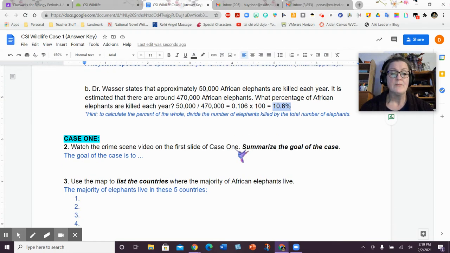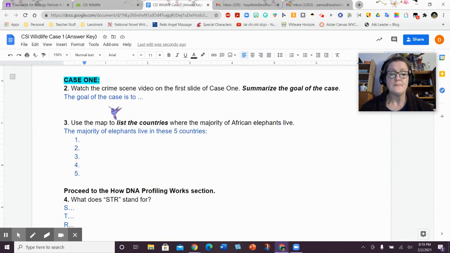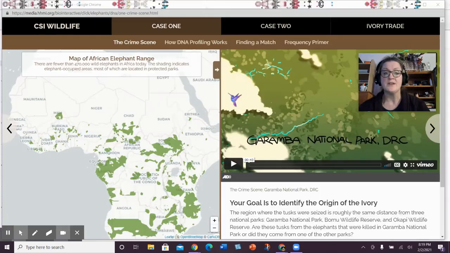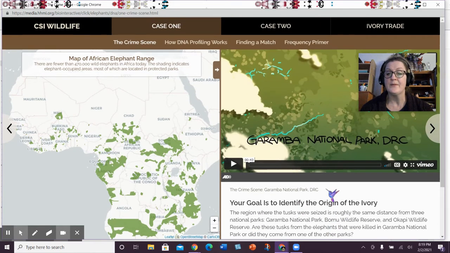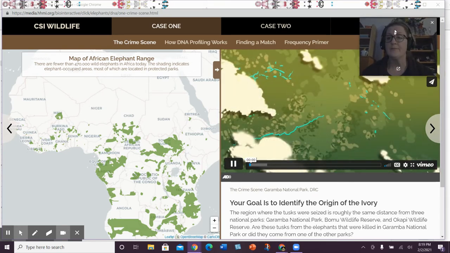Okay, so now we're moving on to case 1. And it's telling us to watch the crime scene video on the case 1 slide, and then talk about the goal, the overall goal of this project. So we're going to watch this video right here. It's an embedded video, and there's information down here which actually tells you exactly what the goal is. All right, but we're going to watch this little video so you can have them tell you.